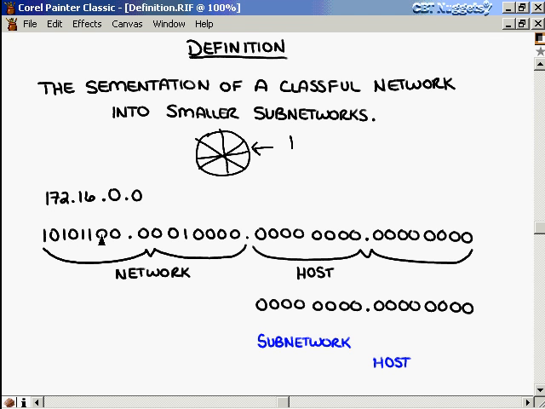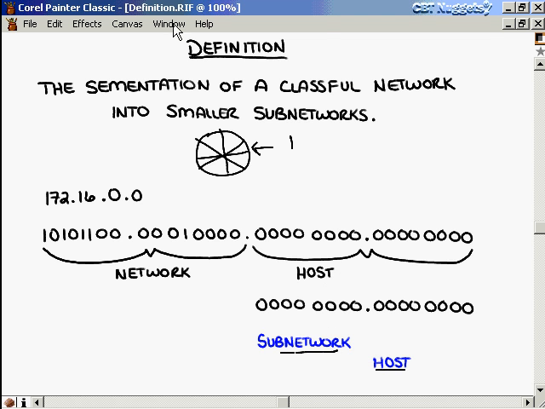Now here's the binary breakout of that network. If you recall, our default mask says that the network portion resides in these 16 bits and the host portion resides in these 16 bits. Our goal in this process is to divide the host portion into a subnetwork portion and a host portion. In other words, we're going to borrow some of the bits from this portion to be part of our subnetwork.